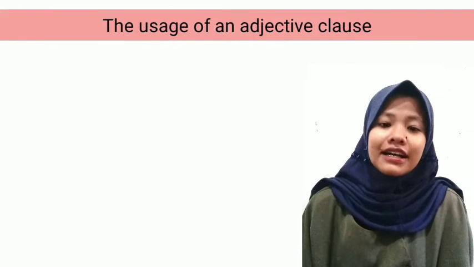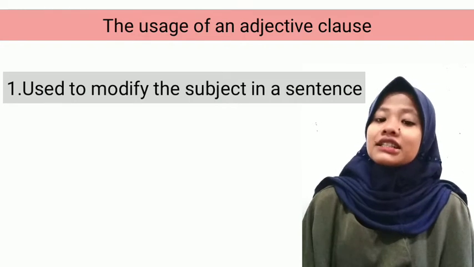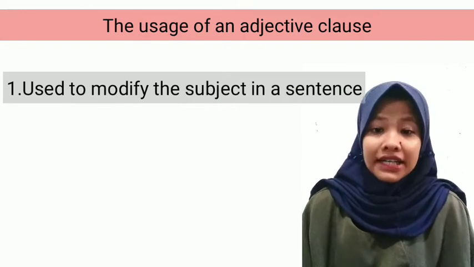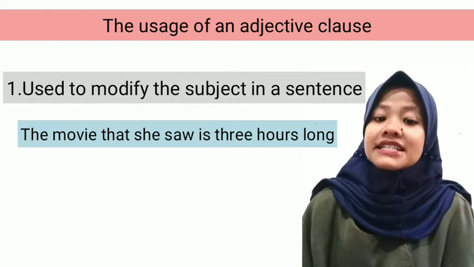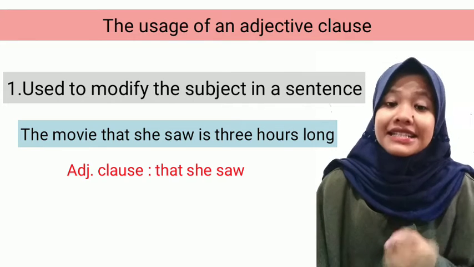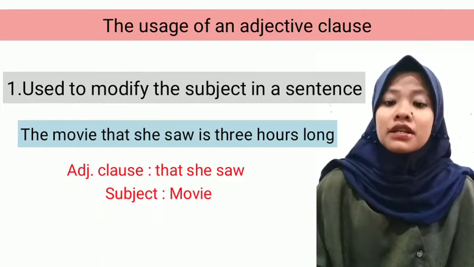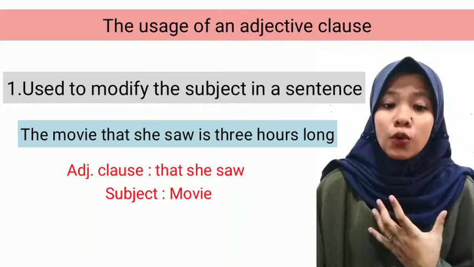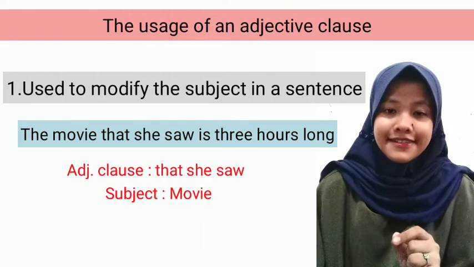Okay, next, let us look at the usage of an adjective clause. First, an adjective clause can be used to modify the subject in a sentence. For example, the movie that she saw is 3 hours long. The adjective clause that she saw modifies the subject movie. So, it provides us with more information on the subject of the sentence.